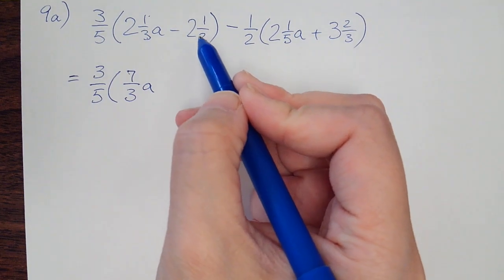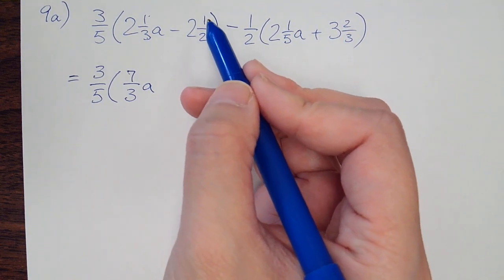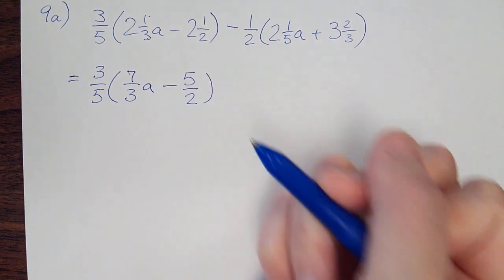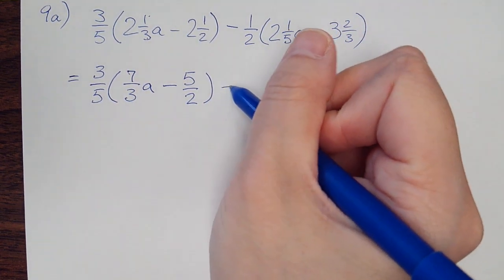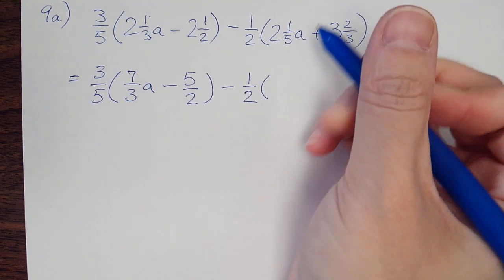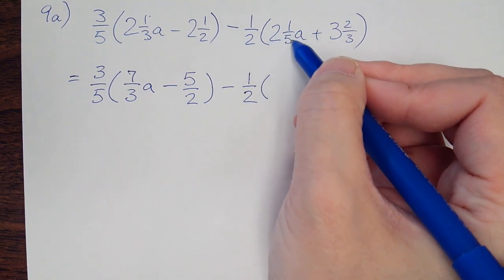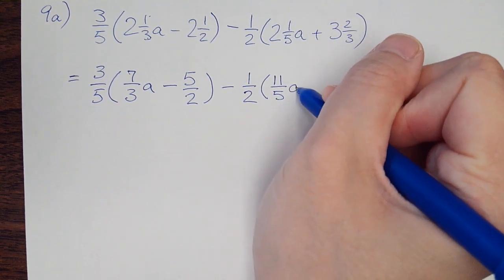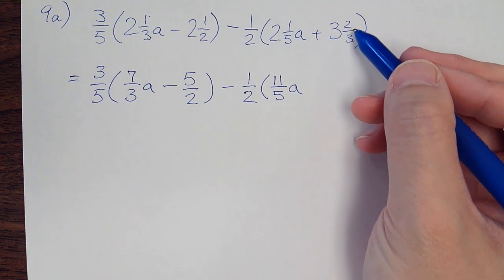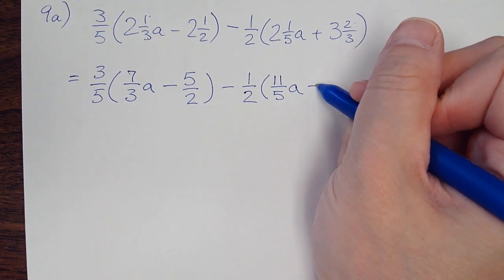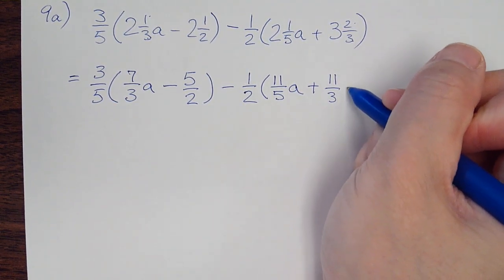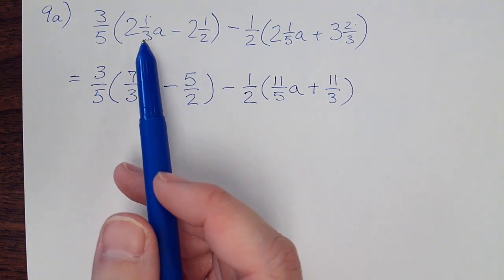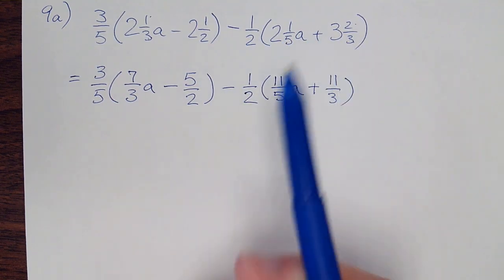Same here. 2 times 2 is 4. 4 plus 1 is 5. So minus 5 over 2. Like that. Okay. Subtract 1 over 2. 5 times 2 is 10. 10 plus 1, 11. So 11 over 5. And 3 times 3 is 9. 9 plus 2 is 11. So 11 over 3. Okay. All I did was change these into improper fractions.